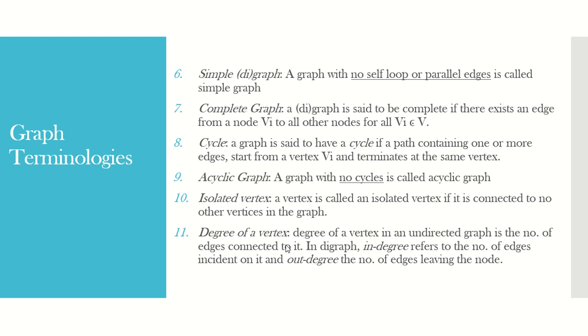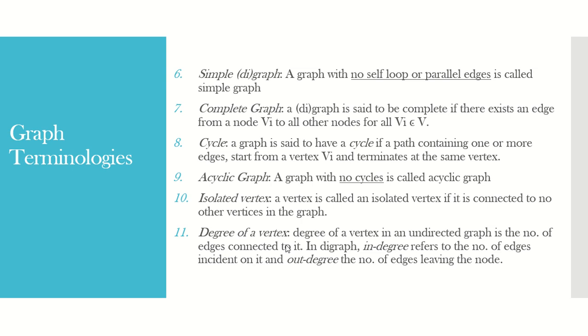Moving further, an acyclic graph. An acyclic graph is a graph where you cannot find a cycle at all. Even though the underlying graph is connected, in the case of a digraph, if there is no directed edge or directed path that could take you from a particular vertex back to itself, then such a graph is called an acyclic graph. So if a particular graph does not contain any cycle, that graph is called an acyclic graph.